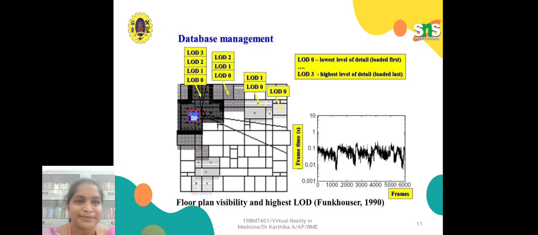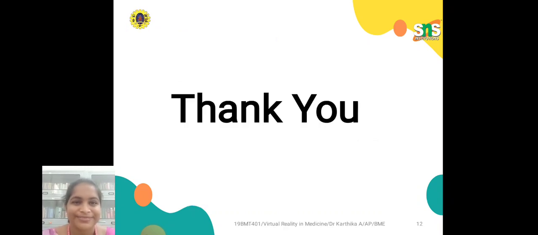See here the database management sample. Here we have LOD 0 to 3, 0 to 2, 0, 1 and 0. LOD 0 is the lowest level of detail, loaded first, and LOD 3 is the highest level of detail, loaded last. This is a perfect example for floor plan visibility and highest LOD.